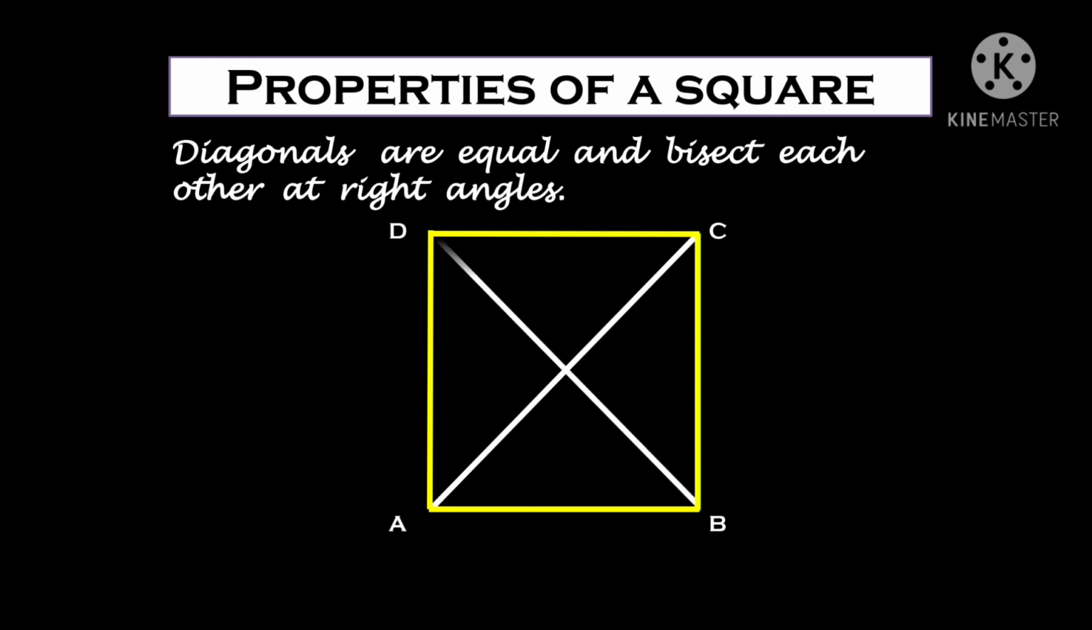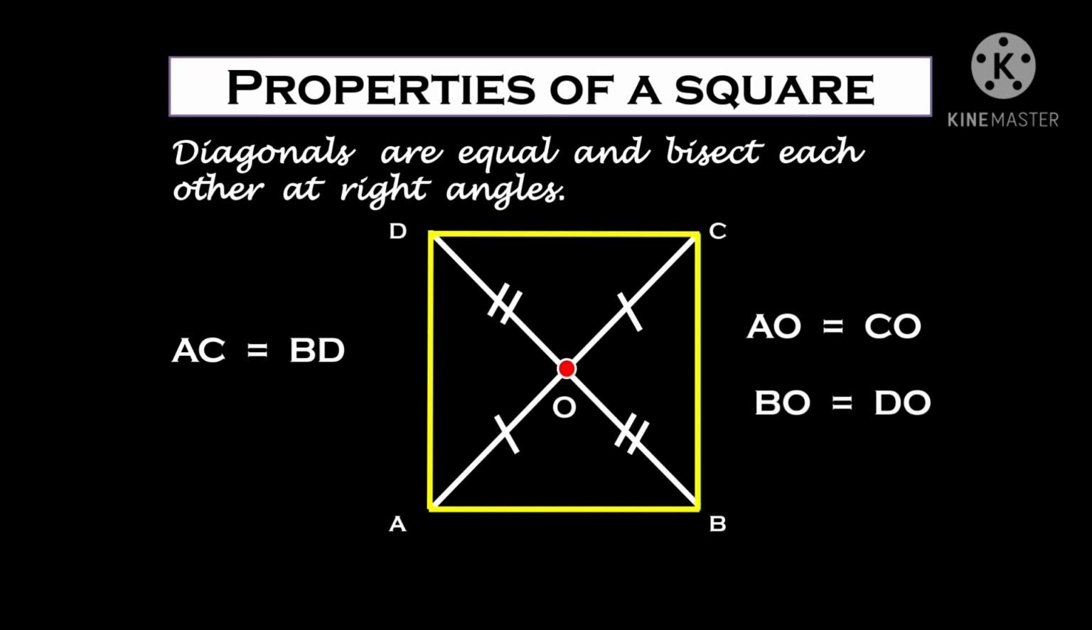So AC and BD are the diagonals which are equal. Then O is the middle point, so it bisects. So AO equals CO and BO equals DO. So here the diagonals are equal and they are bisecting each other. Next, they bisect each other at right angles. So we can say AC is perpendicular to BD. They form a right angle. The diagonals form a right angle. So here AC is perpendicular to BD.